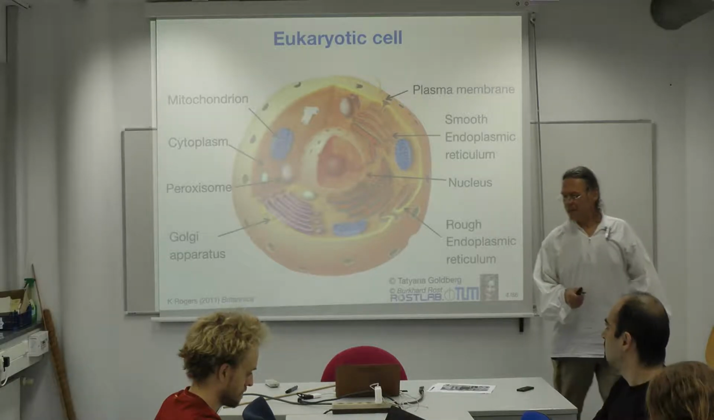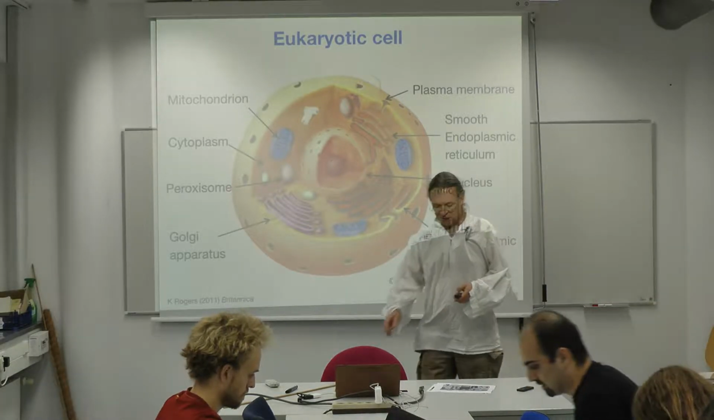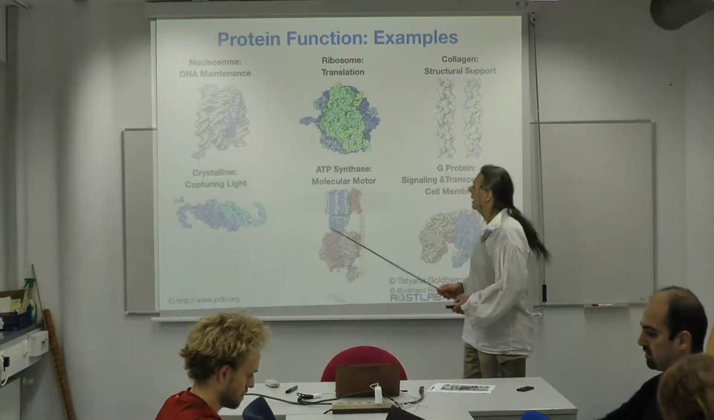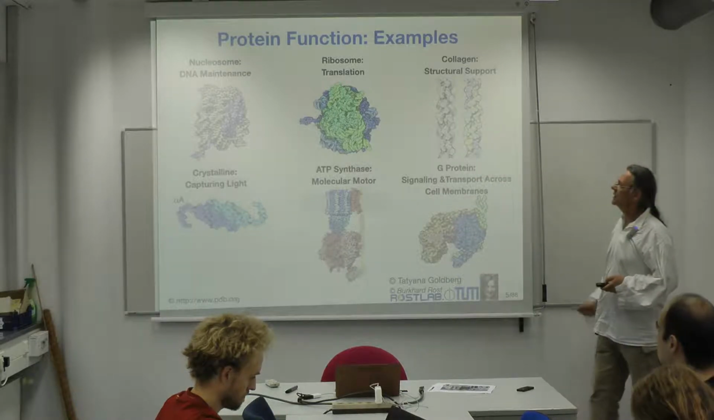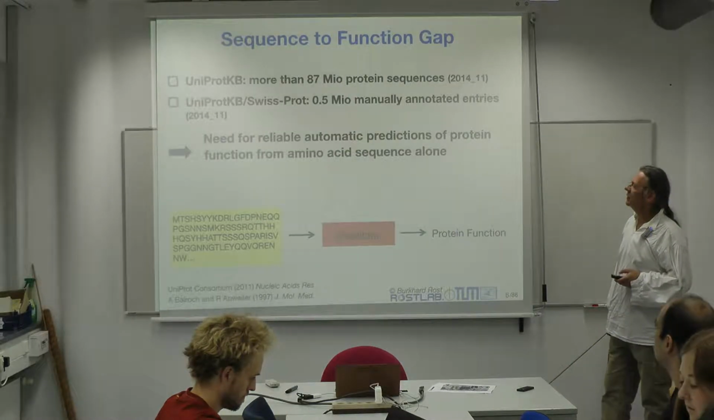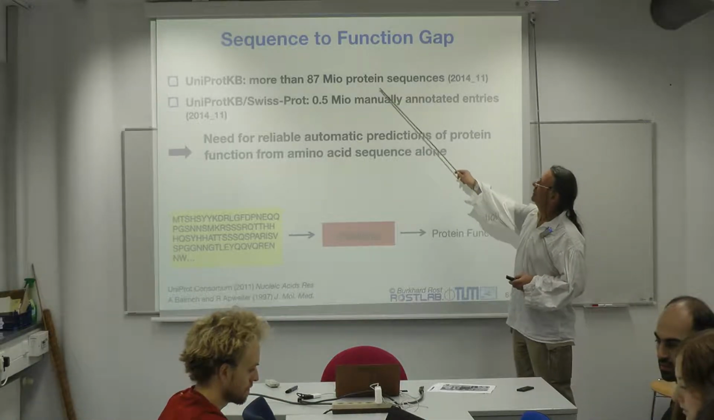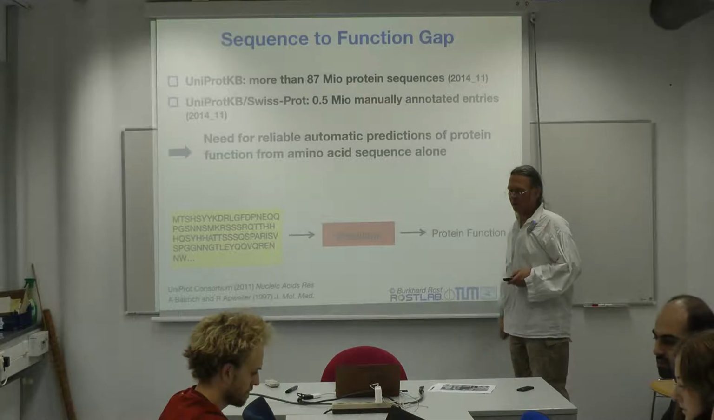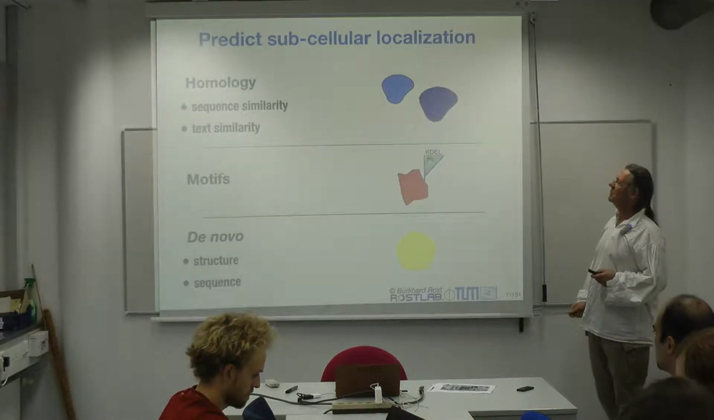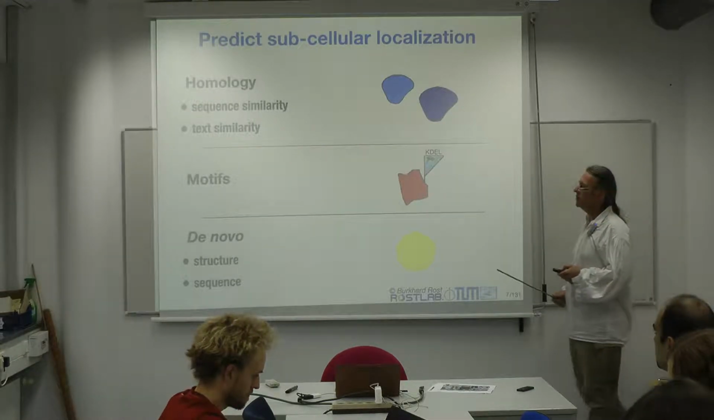One way to present a cell, to present protein function. Protein function, again, there are different types of functions. Some of those related to subcellular localization. The most important background problem is we have a lot of sequences, not for a lot we know function. When we predict subcellular localization, there are different methods we can use.